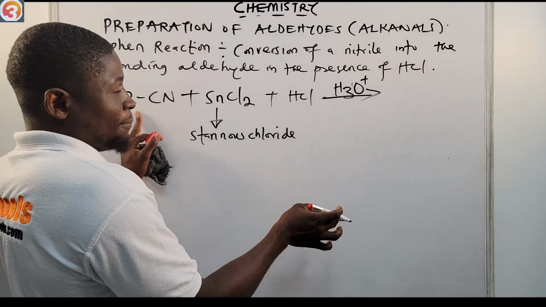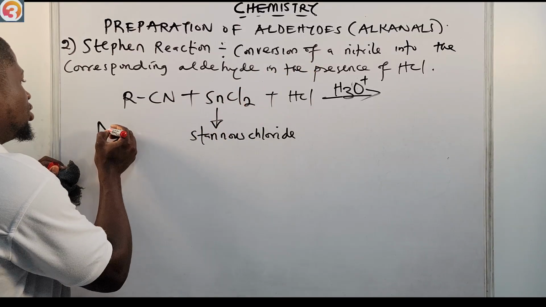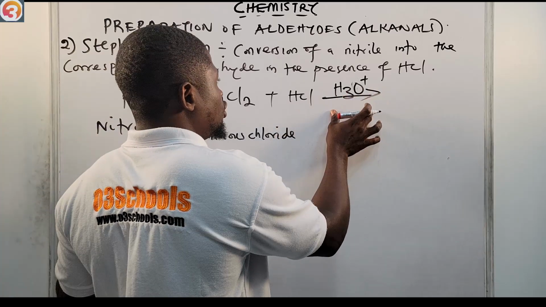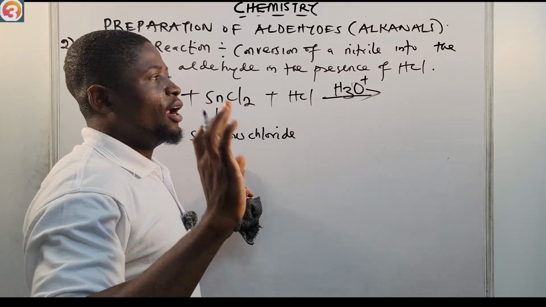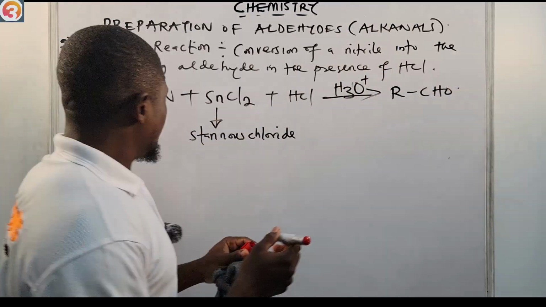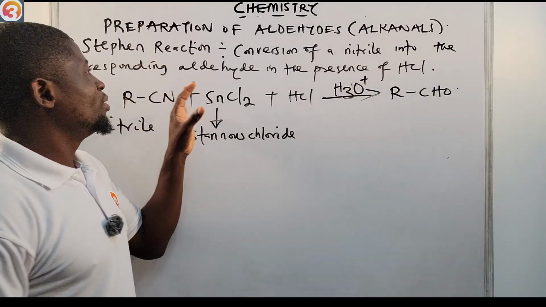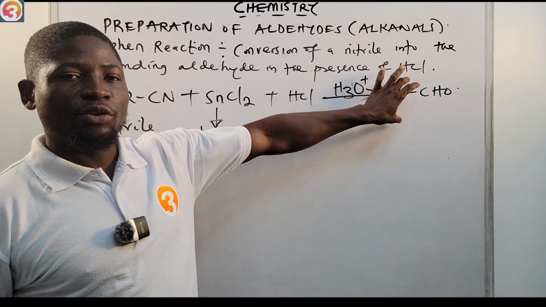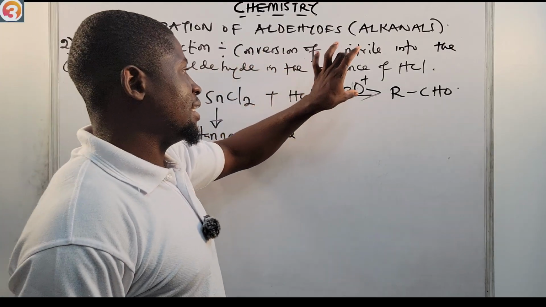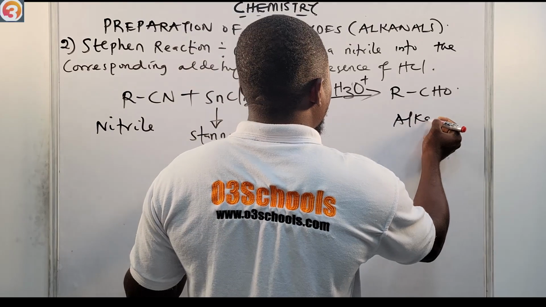This is our nitrile, this is our stannous chloride, this is our hydrochloric acid, this is our hydronium ion. Then it gives us our aldehyde, RCHO. So this is our Stephen reaction, conversion of a nitrile into the corresponding aldehyde in the presence of hydrochloric acid. This is our nitrile, stannous chloride, hydrochloric acid, hydronium ion, and our alkanal.